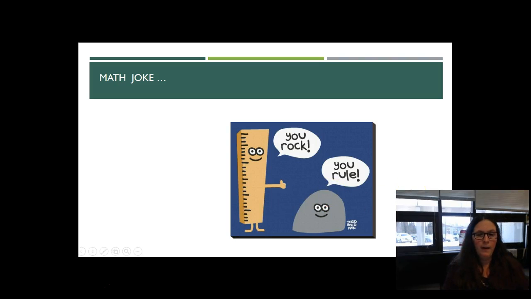And then the last thing we have to end with today is the math joke of the day. That always makes me think about our standard passwords for Empower, as most of you guys know.